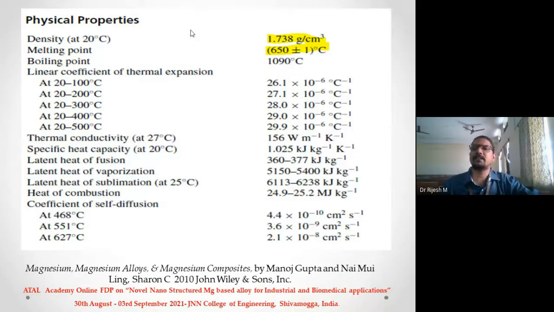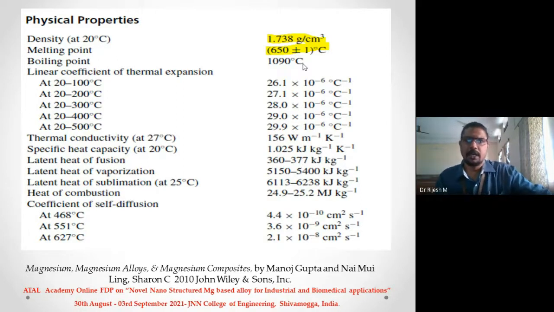Density is 1.738 gram per centimeter cube, which is really attractive. You can actually make components so lightweight with a good amount of strength. Melting point is somewhere around 651 degrees Celsius. Yes, that's good news again. If the melting point comes down, you get good fluidity, and excellent castings can be produced with this.